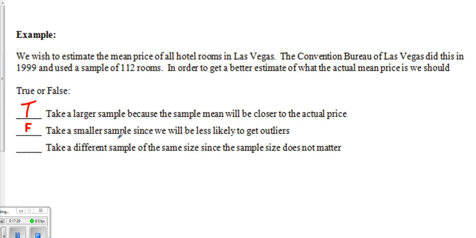This one says take a different sample of the same size because the sample size does not matter. Well, this will give you just as good of an estimate. Your estimate should be just as close as it was before, but it won't give you a better estimate. We wanted to find a better estimate. So if we flipped a coin 100 times to see how many times we'd get heads, and then we said, well, let's flip a different coin 100 times to see how many times we get heads, it won't necessarily give us a better estimate. It'll give us as good of an estimate as before. So it's as good, but it is not better. So this one would actually be false. And that's how the law of large numbers works. That'll actually conclude it for our first video.